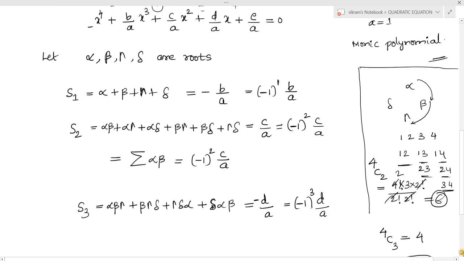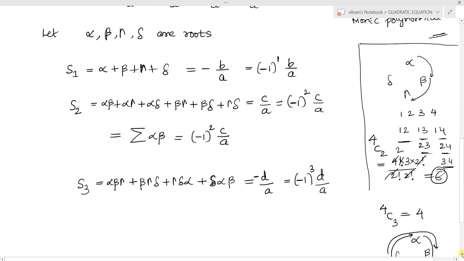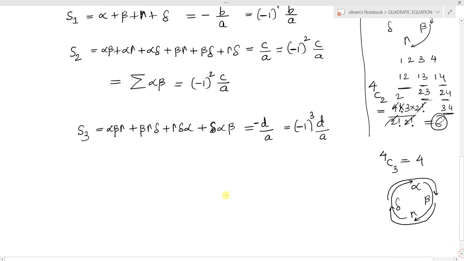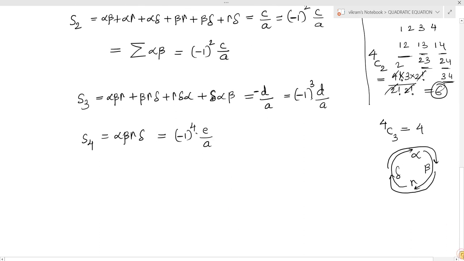Next, taking 4 roots at a time. That means 4C4, one way only: alpha, beta, gamma, delta. Simply taking all the roots at a time, we obtain the product of the roots. Generally it is represented with S4, which equals minus 1 power 4 into E by A. So I think you understand how we are obtaining this. Let me summarize again.